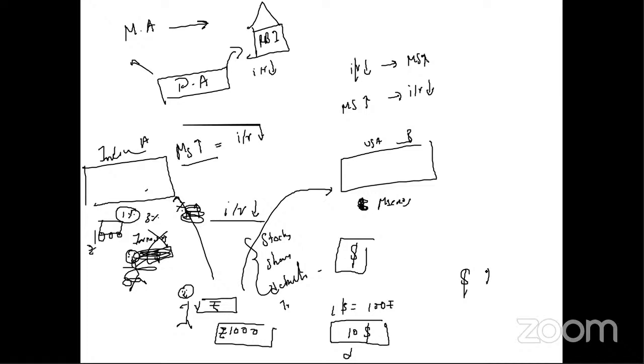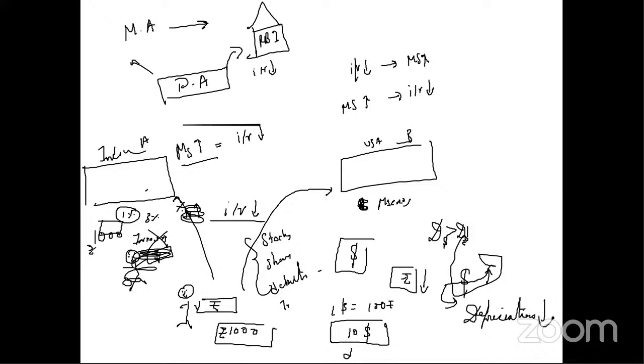I am increasing the demand for the dollar, and my demand for the rupee falls. So demand for dollars is increasing, and demand for the rupee is falling down. What does it mean? It means that your country's currency is depreciating. That is, the value of your country's currency falls; when the value falls, it depreciates.